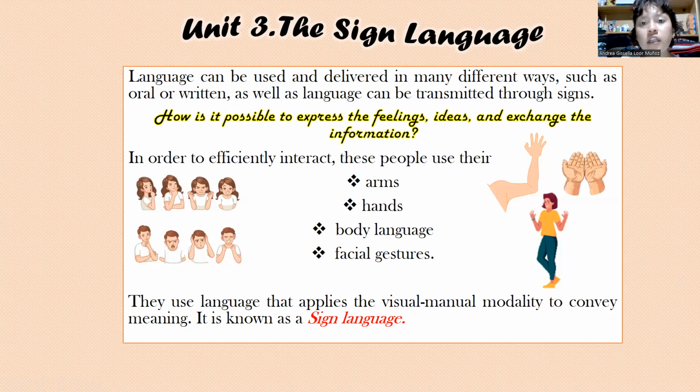Language can be used and delivered in many different ways, such as oral or written, as well as language can be transmitted through signs. How is it possible to express feelings, ideas, and exchange information? In order to efficiently interact, those people use their arms, hands, body language, facial gestures. They use language that applies the visual manual modality to convey meaning. It is known as sign language.